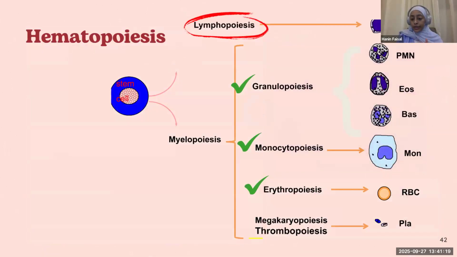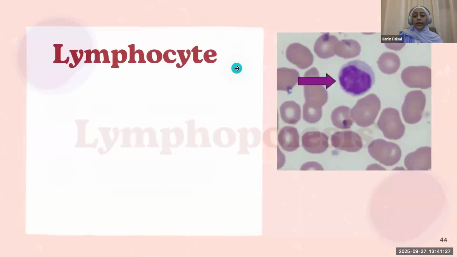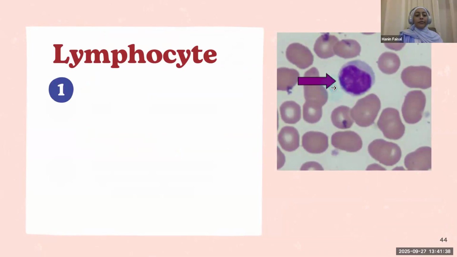Okay, so we finished erythropoiesis, monocytopoiesis, and granulopoiesis. Now we're going to talk about lymphopoiesis, which is forming the lymphocytes. Again, we said each cell before that has a precursor, and the precursor usually ends with blast because, again, it's the baby, immature one.